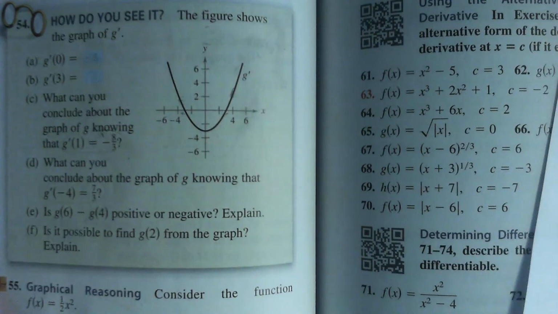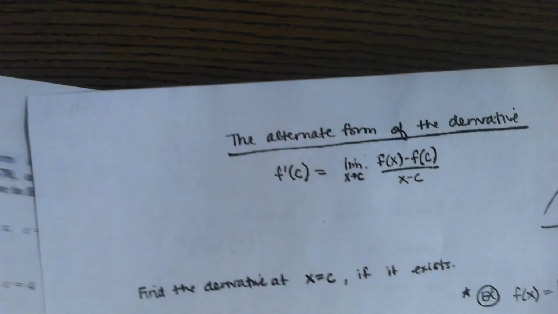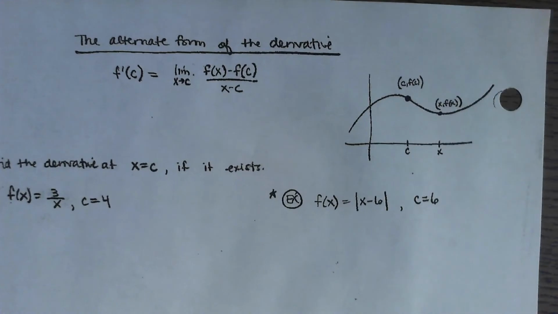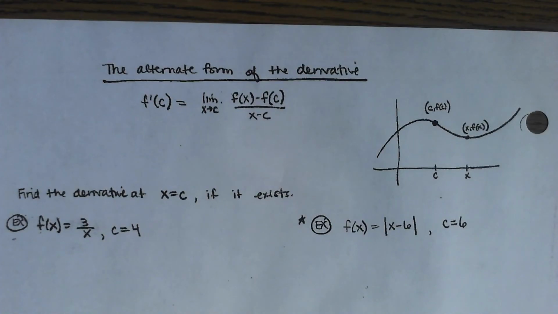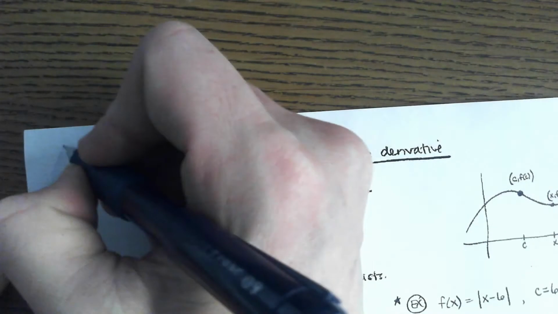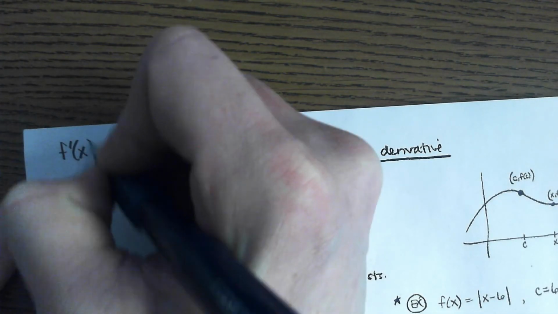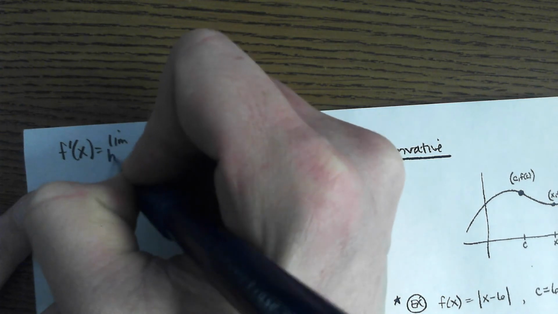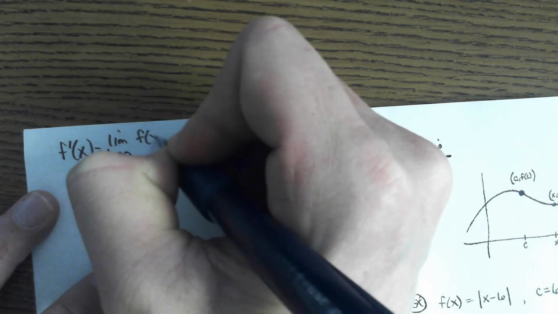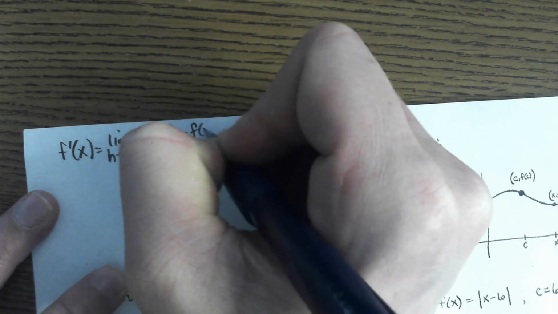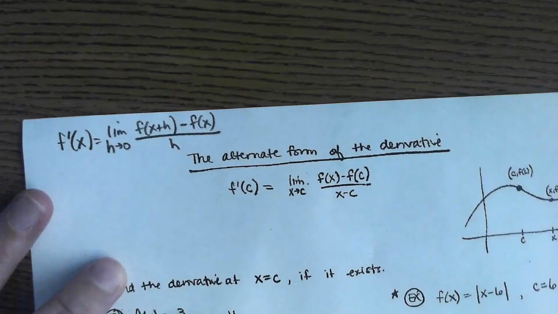Okay. Flip to the back. There's a second way of finding the derivative. So the first way is f prime of x equals our limit as h approaches 0 of f of x plus h minus f of x all over h.